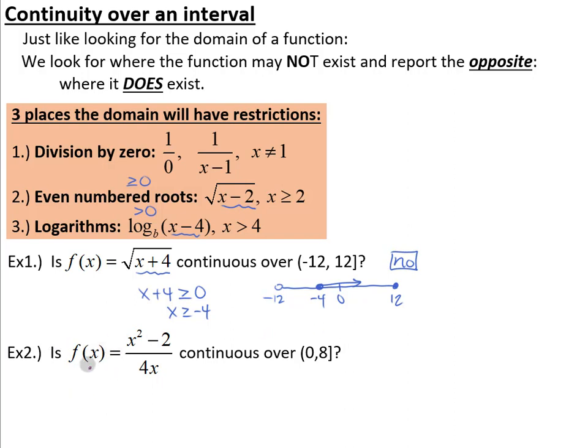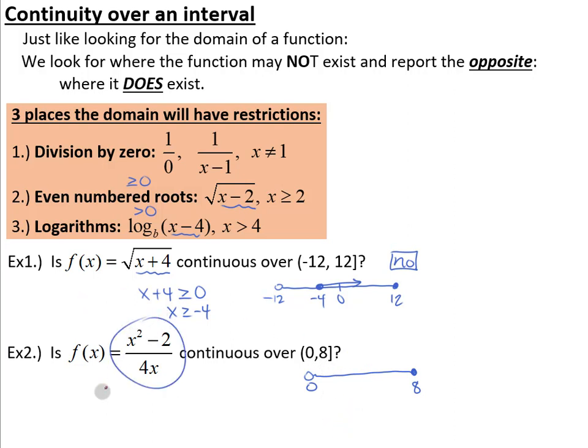Okay, let's try our next one. Example 2, is this function continuous over the interval 0 to 8? So again, we really mean an open dot here at 0. It's an open dot on my number line. I guess that was supposed to be the open dot. Okay, so open dot on my number line to 8, closed dot, the closed bracket there. So from 0 to 8, is my function continuous?